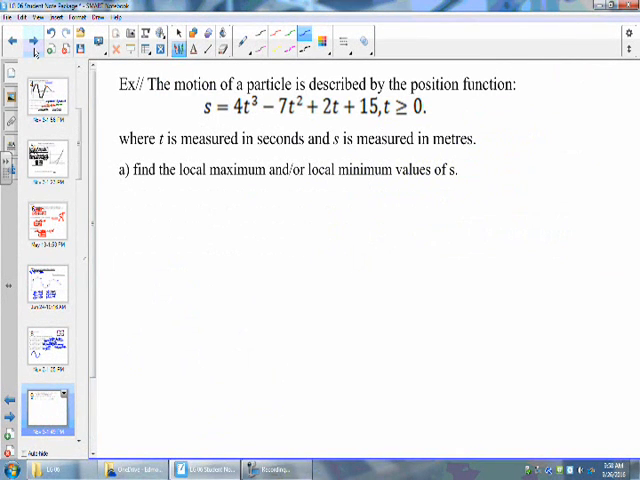All right, let's take a look at this example. It's saying the motion of a particle is described by the position function, where t is measured in seconds and s is measured in meters. Find the local maximum and or local minimum of the value of s.